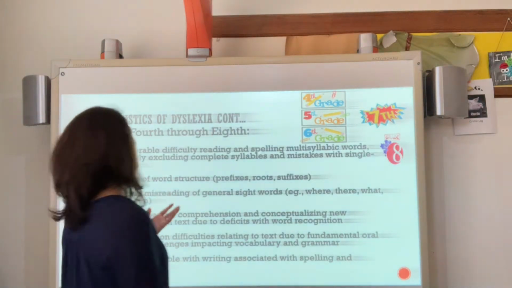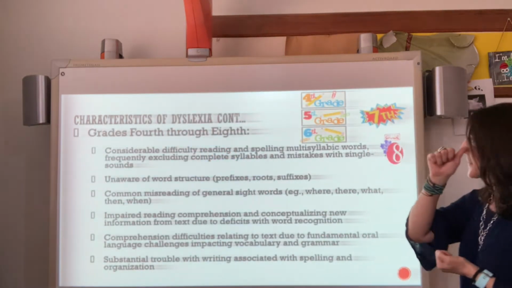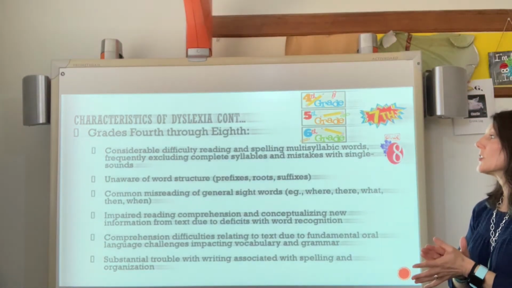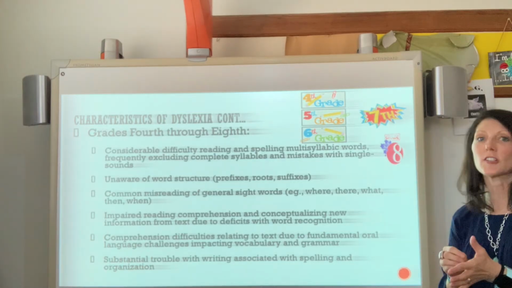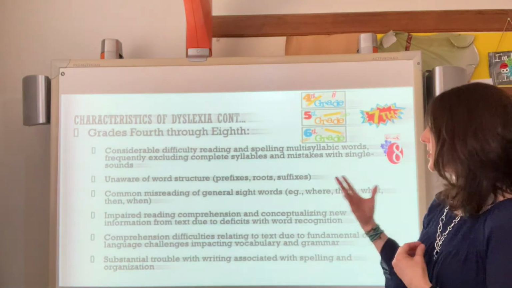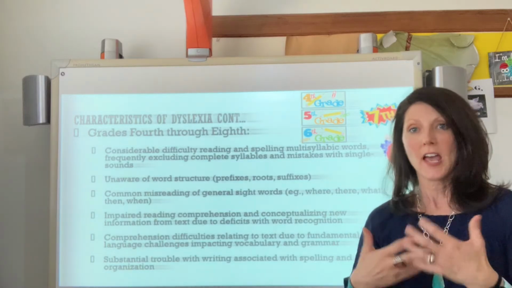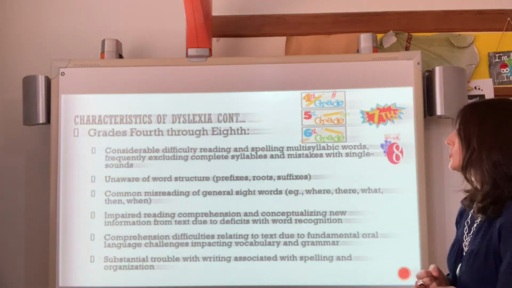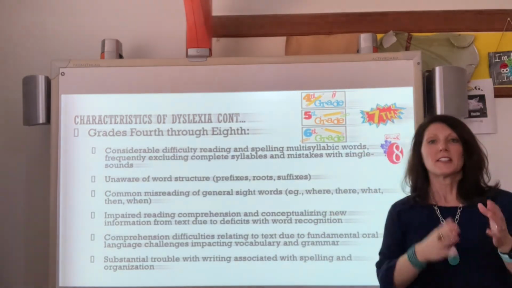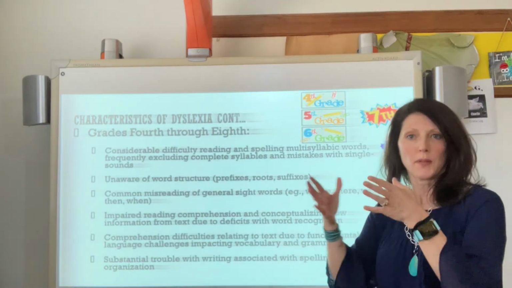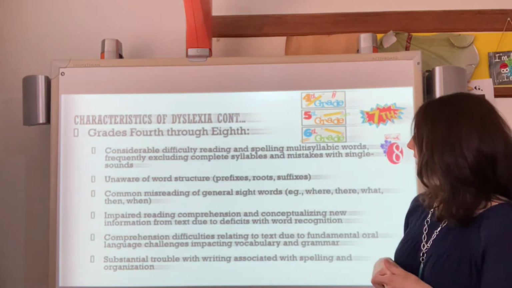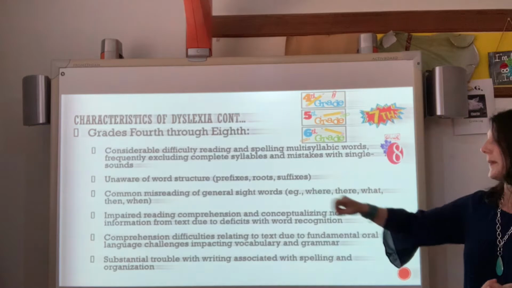So now we have the characteristics for fourth through eighth grade. Considerable difficulty reading and spelling multi-syllable words, frequently excluding complete syllables and making mistakes with single sounds. So as the children progress, so do the skills. And so multi-syllables, knowing how many syllables are in words, how to count that. Unaware of word structure. So there again, prefixes, roots, suffixes. They can't identify a root or a base word, and knowing a prefix and a suffix and that it changes the meanings of the words. Common misunderstanding of general sight words: where, there, what, then, when.